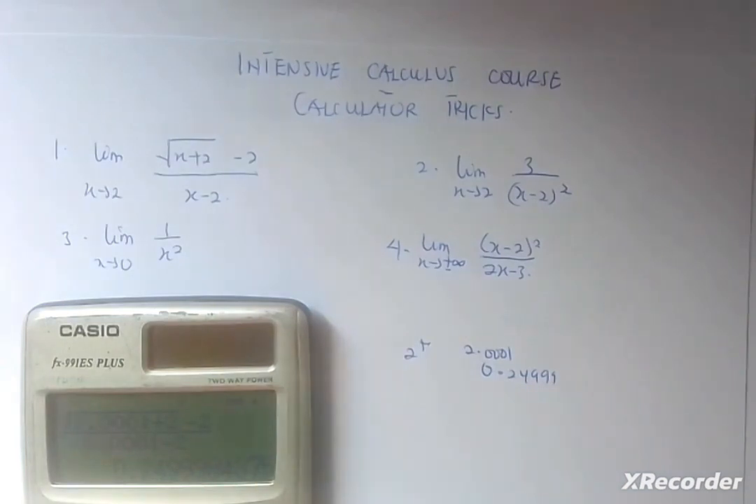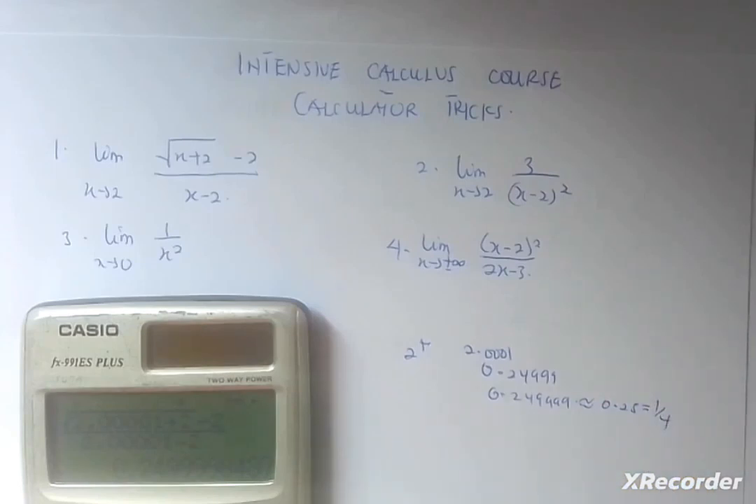So press equal to, and that is giving me 0.24999. What you're going to do again is add more zeros on the calculator for confirmation, so that it is very close to 2, to see if we are right. So you put 2, another 0, so that it becomes 4 zeros, and now you're going to get 0.249999. The 9 keeps on going. Now this is approximately 0.25, which is the same as 1 over 4.